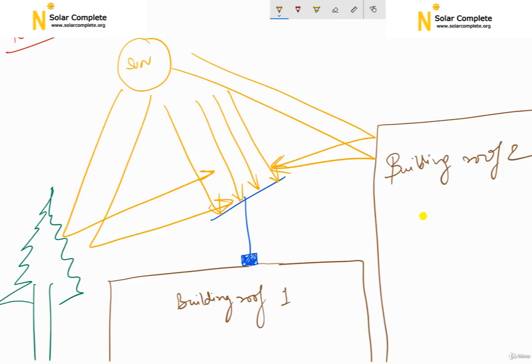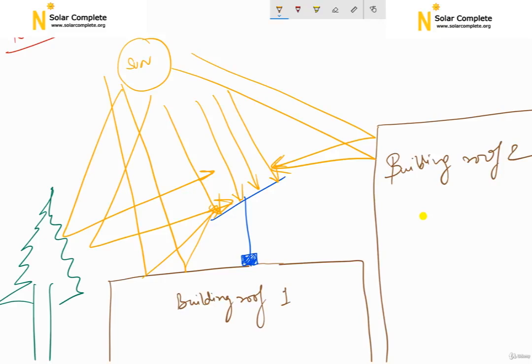Now let's talk about types of solar power plant. Now there are three types of solar power plants which you can see in the solar market.